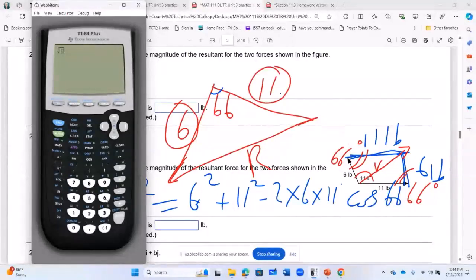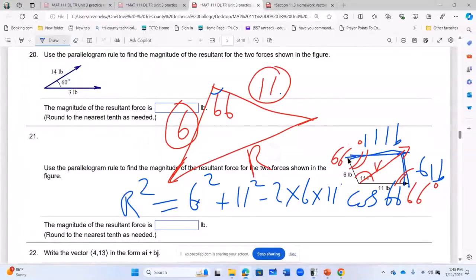And then I put that 6 squared plus 11 squared minus 2 times 6 times 11 times cosine of 66, close parenthesis. When I hit enter, I have 10.16. Therefore, the resultant force is 10.16.